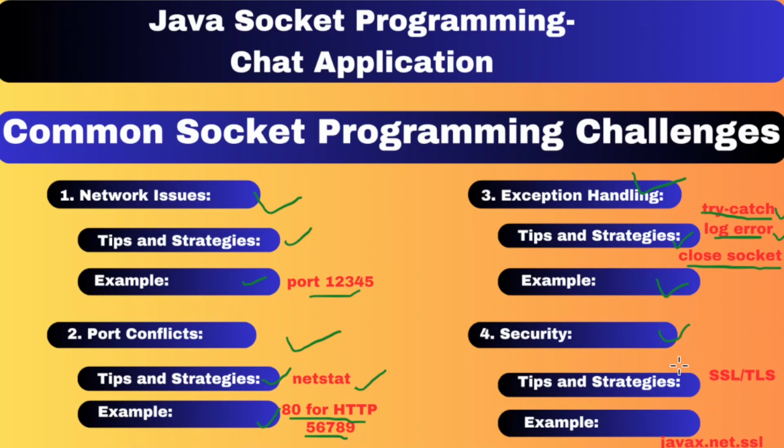And then security. Challenges: security is a paramount concern in socket programming, especially for sensitive data. Unencrypted communication can lead to data breaches. Tips and strategies: implement secure socket protocols like SSL/TLS for encryption. Consider using authentication mechanisms to ensure data integrity and confidentiality. Regularly update your applications and libraries to patch security vulnerabilities. Example, you can secure your socket communications using the javax.net.ssl package in Java and configure SSL certificates.